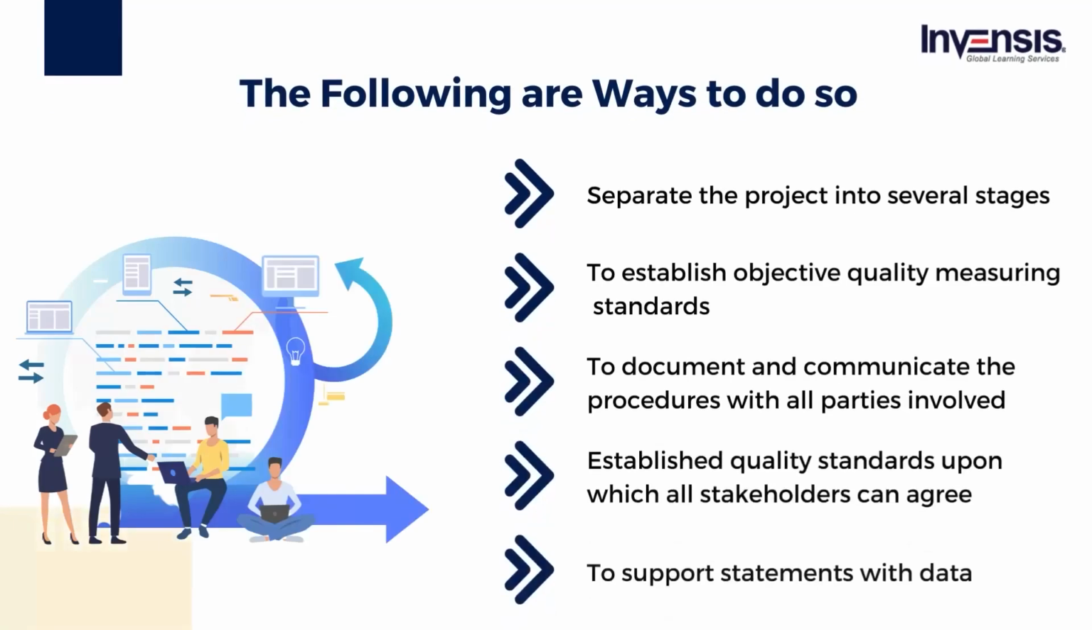The following are ways to do so. First, separate the project into several stages. The second is to establish objective quality measuring standards. The third is to document and communicate the procedures with all parties involved. Fourth is to establish quality standards upon which all stakeholders can agree. The fifth is to support statements with data.